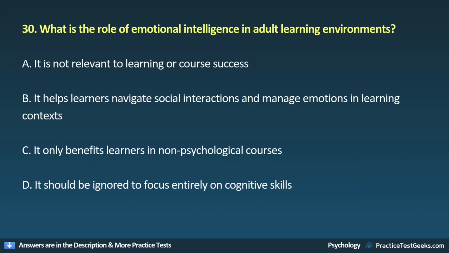30. What is the role of emotional intelligence in adult learning environments? A. It is not relevant to learning or course success. B. It helps learners navigate social interactions and manage emotions in learning contexts. C. It only benefits learners in non-psychological courses. D. It should be ignored to focus entirely on cognitive skills.